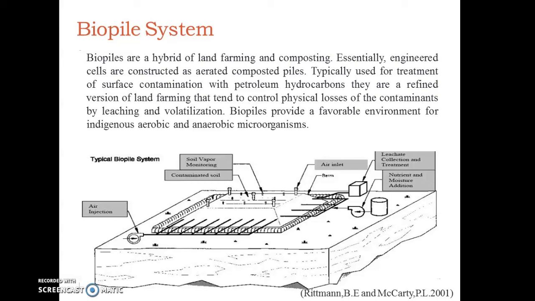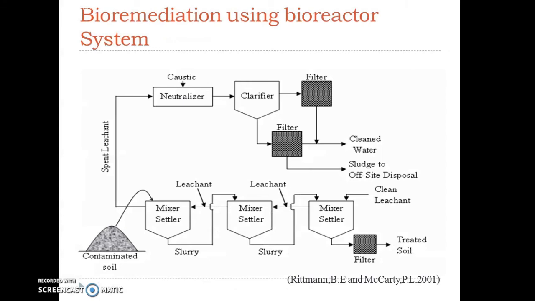Compost piles are created using contaminated soil and also using various plant waste and animal waste for composting, typically used for treatment of surface contamination with petroleum hydrocarbons. Biopile provide a favorable environment for indigenous aerobic and anaerobic microorganisms, which will bioremediate the contaminated soil or material which is present. So next, bioremediation using bioreactor.